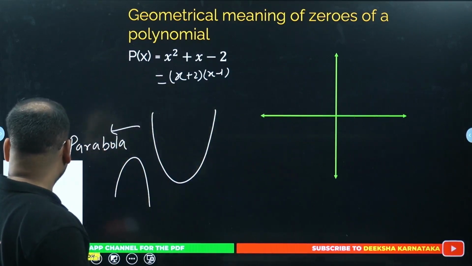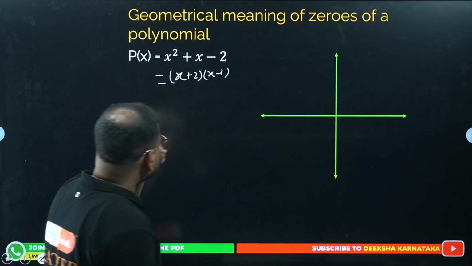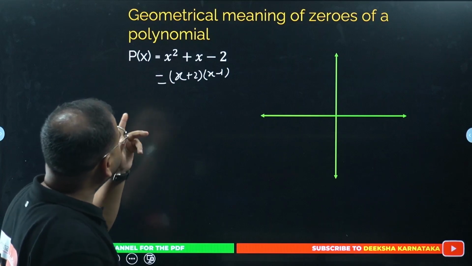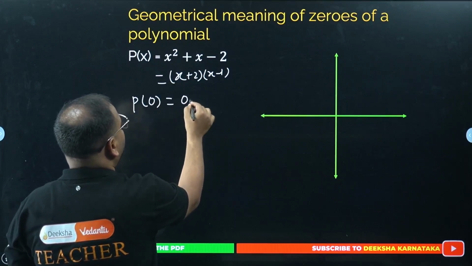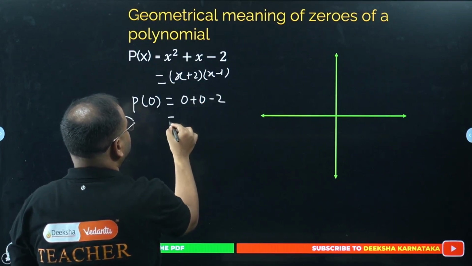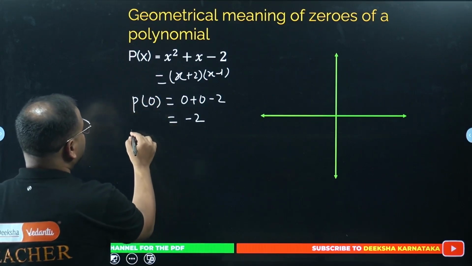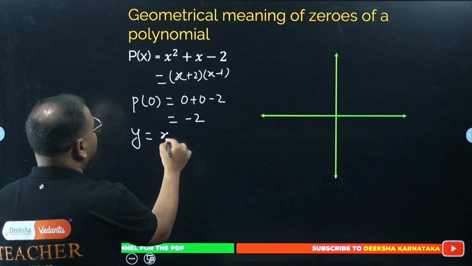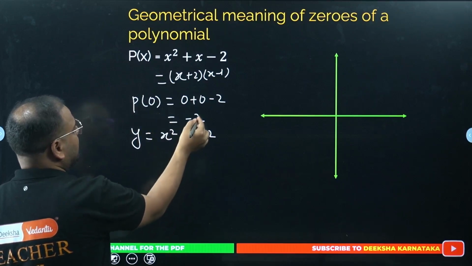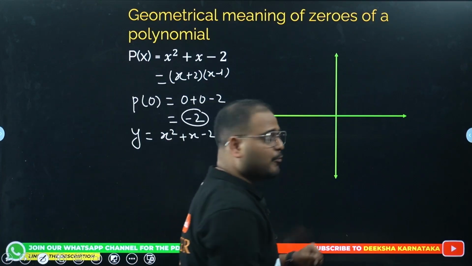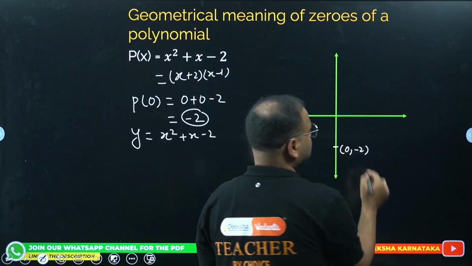So let me erase this for now. This curve will look like this. So if x is 0, what is y? Just quickly find me the value of p of 0. It is 0 plus 0 minus 2. What is this value? Minus 2. So when x is 0, y is minus 2. How, sir? Because as I just told you, y equals x square plus x minus 2. So when x is 0, y is minus 2 only, no? So this will be the point over here: x is 0 and y is minus 2.